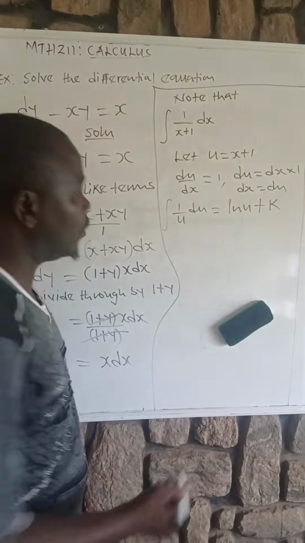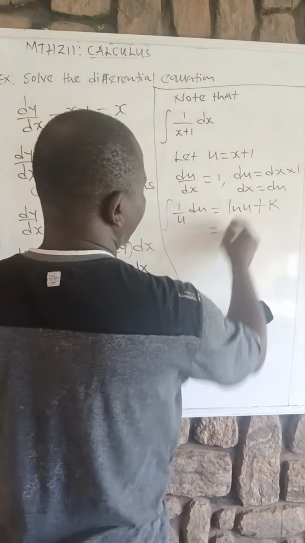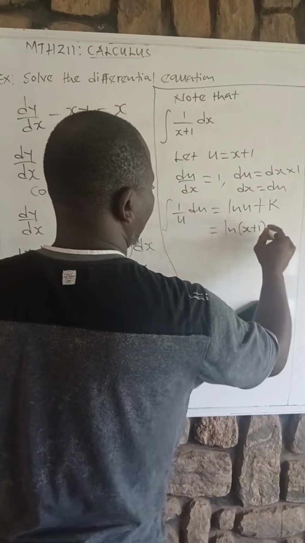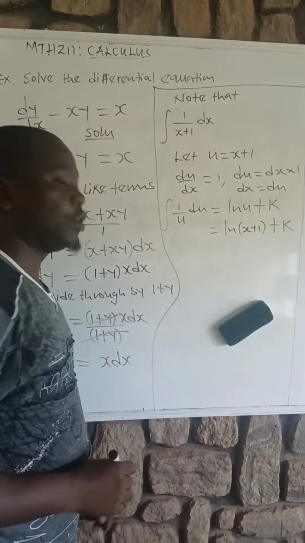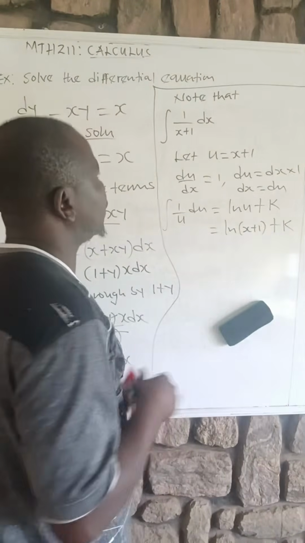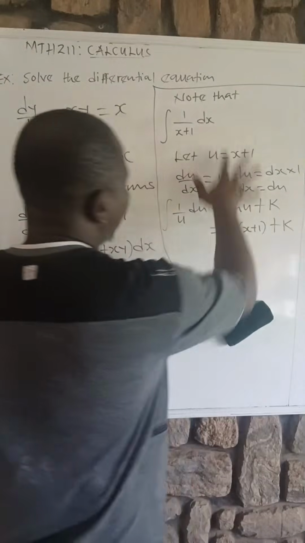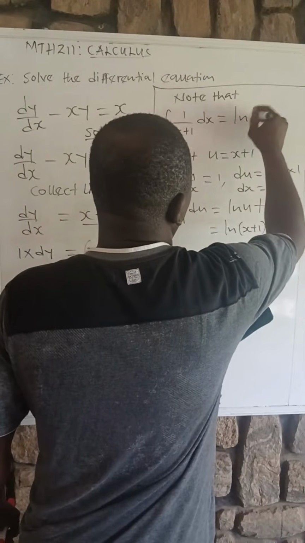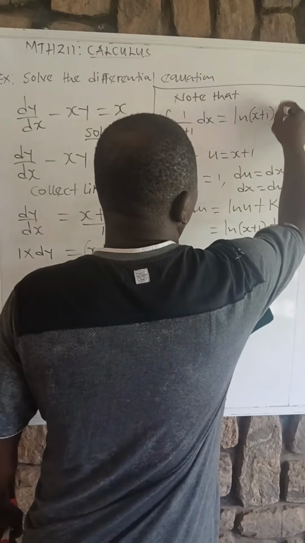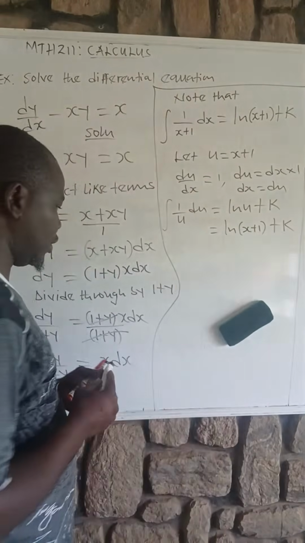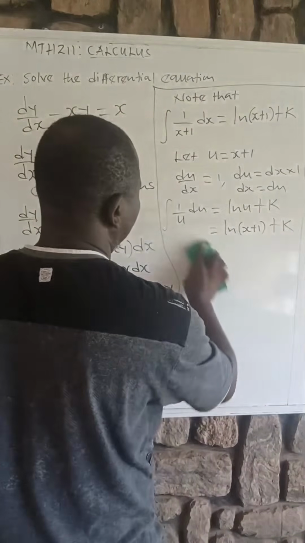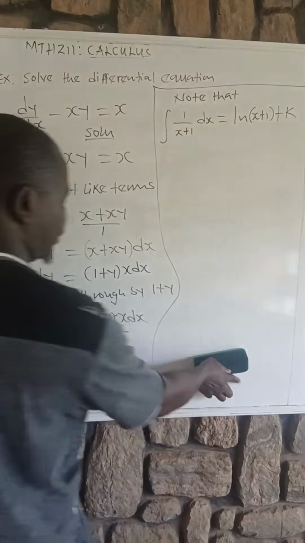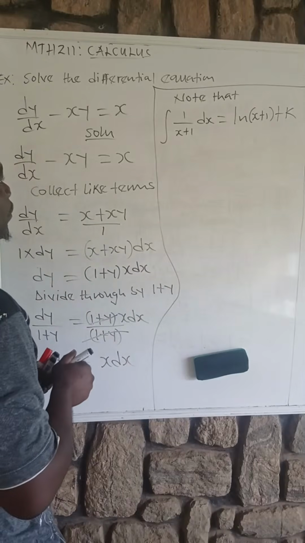But it's the same thing, because by the time you recall, your u is x plus 1, plus k. So it's the same thing. Take note: either I use substitution or you just write it straight as ln x plus 1 plus the constant. Take note, because I know you are not seeing what I am seeing.